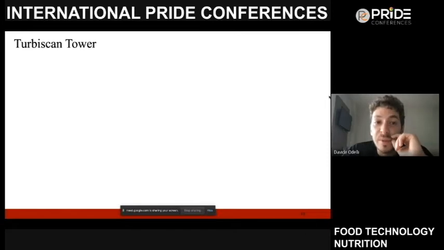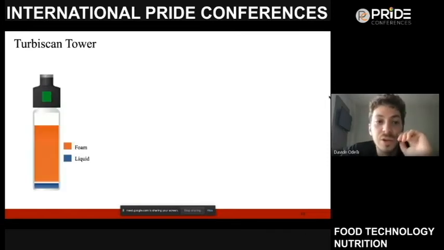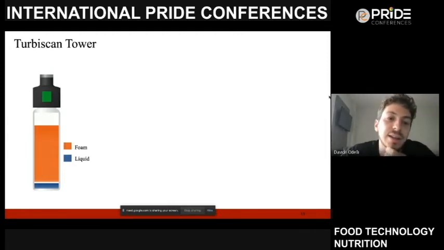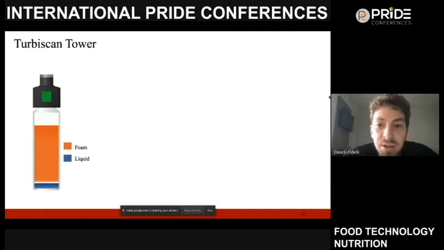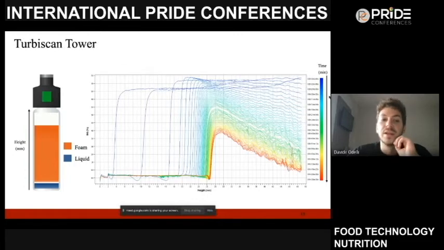Immediately after the foaming process, the foam was also loaded into a tube like this, 55 millimeters high, and the two phases separation occurred, where here in blue we can see the liquid drainage, and in orange the foam at the top of it.